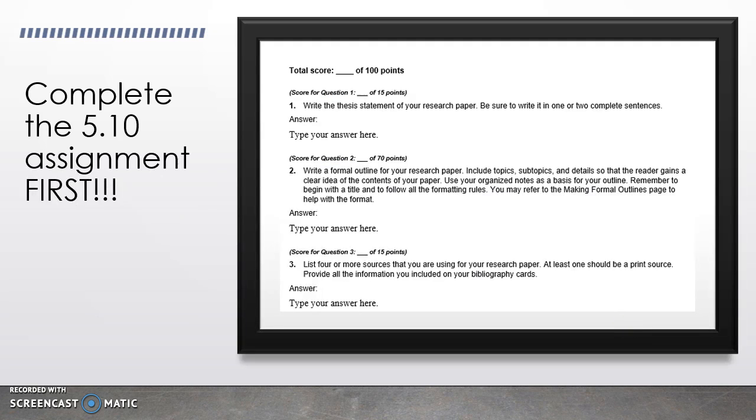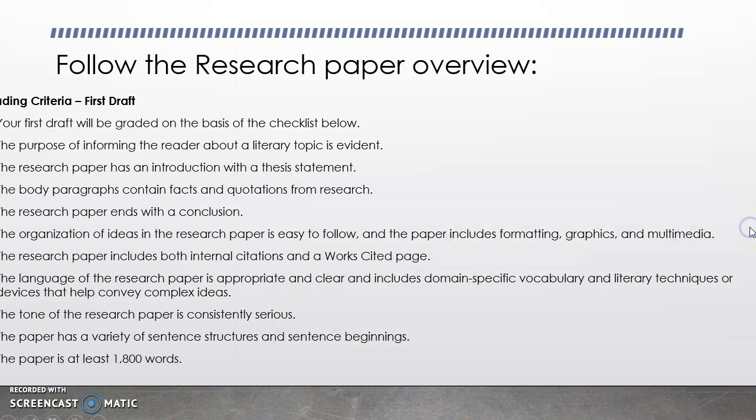So first off, you need to complete the 5.10 assignment first. I'm about halfway through them, so I should be finishing up here in the next hour. Should have all of those graded. If you've already submitted it, go check to see my grade, check to see the feedback I gave you, and then if I wanted you to change anything specifically in maybe your outline or your thesis statement, do that before writing your rough draft. If you write a rough draft with a thesis statement that's weak, you're going to have to make some changes, which might be a little bit frustrating.